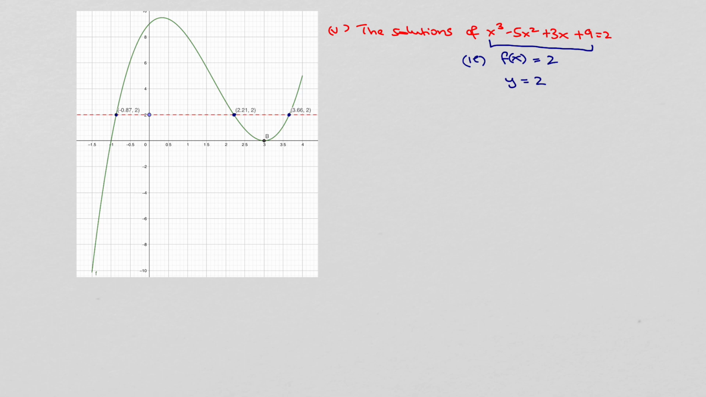So in other words, there are 3 points where the line intersects the graph, and therefore the solutions are at x equals minus 0.8 or 0.9, depending on what you're getting, at x equals 2.2 or 2.1 or 2.3, so it might be in and around there for you, or at x equals 3.6 or 3.7 approximately.